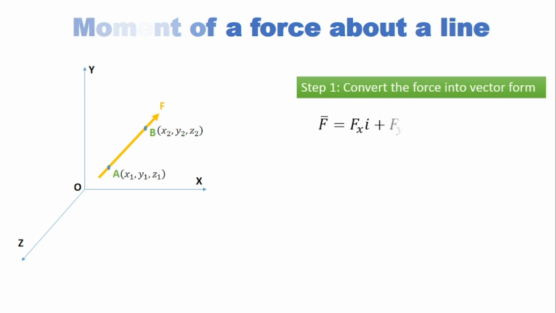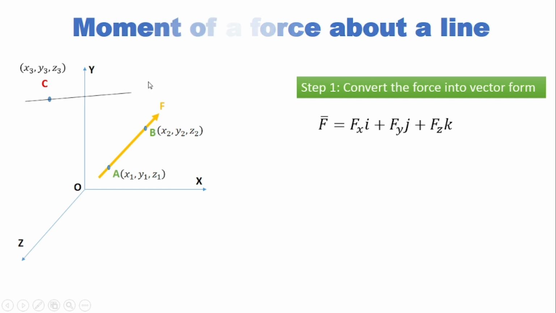So vector form can be calculated in this form like Fx i plus Fy j plus Fz k. Now this is the given line whose initial point is C, coordinates are x3, y3, z3, and the next point on this line is D, whose coordinates are x4, y4 and z4.